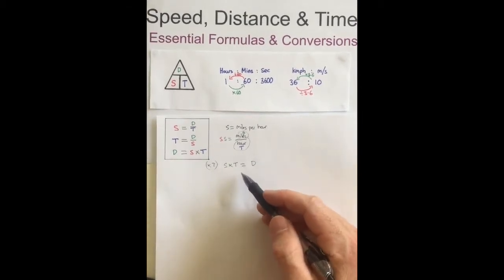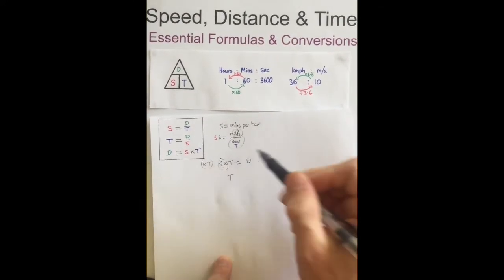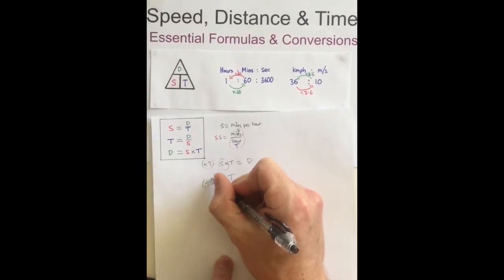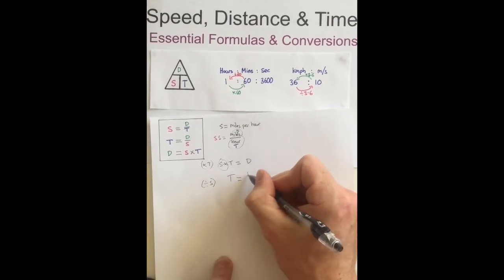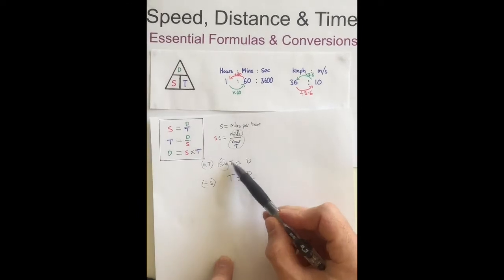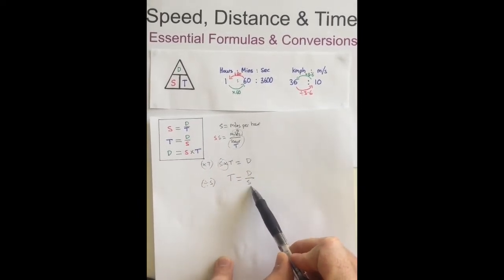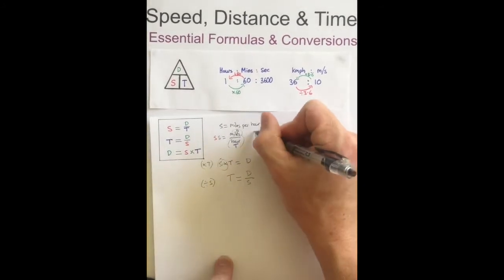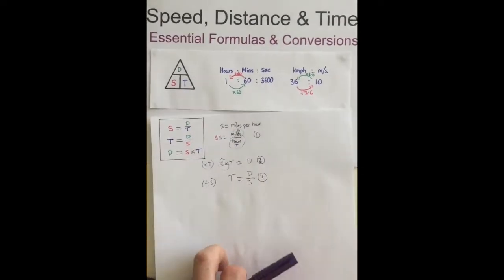And then from here, if I want to work out time, I need to get rid of the speed, so I'm going to divide by speed from both sides, which gets rid of the speed here. Time equals distance divided by speed. So I've divided both sides by speed to get time equals distance divided by speed. And they have three equations.